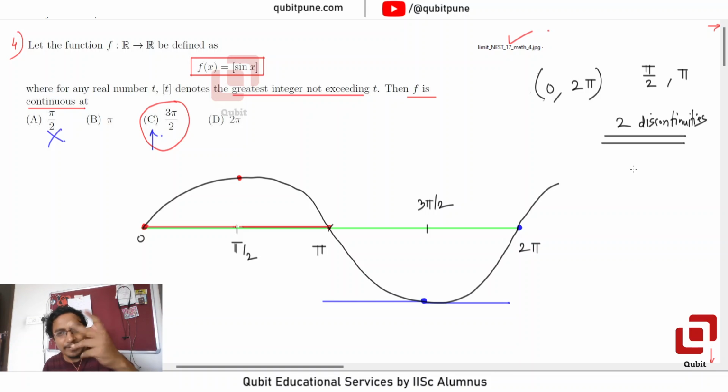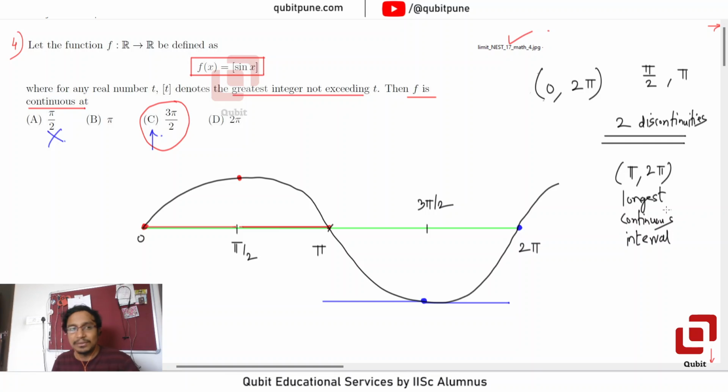See, now they can also ask you questions like, what is the longest continuous interval? Okay, so what is the longest continuous interval here? Open interval pi to 2 pi. Exactly, longest continuous interval. मतलब वही क्वेश्चन सिर्फ अलग कंक्लूजन्स पूछ सकते. ठीक है, fairly simple question.